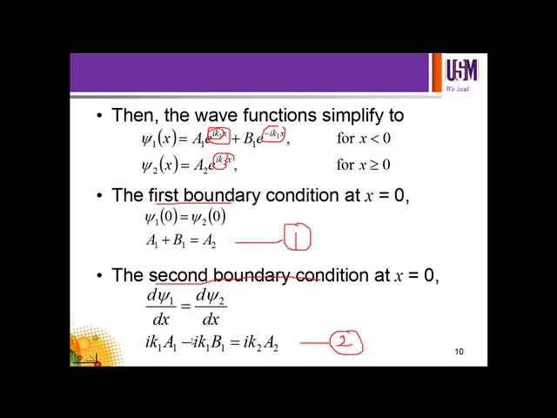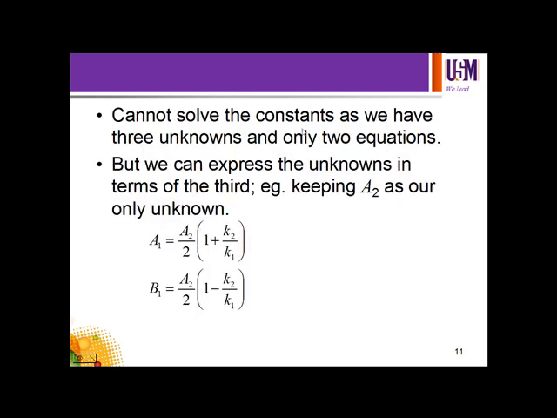Remember that in mathematics, in order to solve unknowns, the number of equations must be the same as the number of unknowns. For example, if you have two unknowns, you must have two equations. If you have three unknowns, you should have three equations. If you have 10 unknowns, then you need 10 equations. But here we have three unknowns and only two equations, so we cannot solve for the constants.